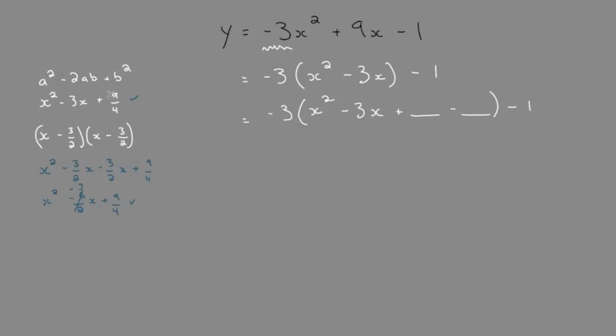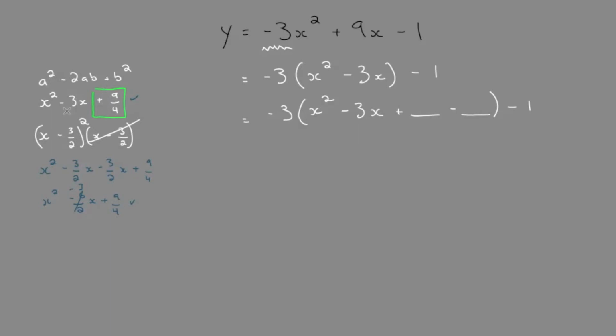The main question, I guess, would be, how do we get this? How did we come up with that to give us our perfect square, which is useful because then we can just write it once squared, which is what we're looking for in here. So how do we get this 9 over 4?